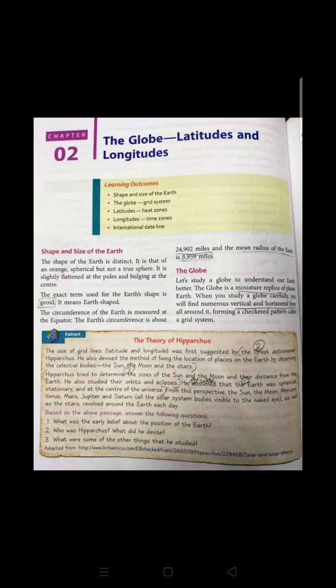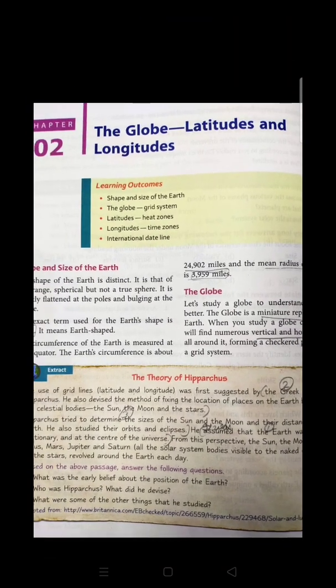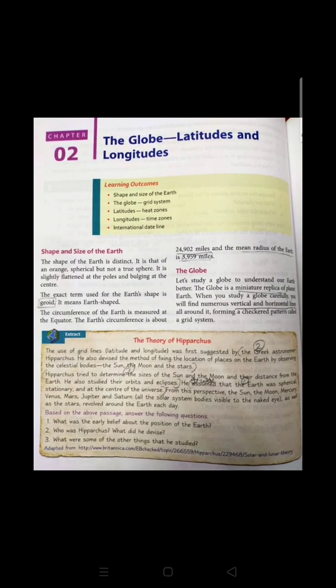Okay, so here is one extract. To answer the questions, firstly you have to read the extract carefully, and after that discuss the questions given below. So here I am discussing the direct questions with you. You have to revise the extract or read it by yourself. Okay, what was the early belief about the position of the earth? So here is the answer. It was assumed that the earth was spherical, stationary and at the center of the universe. So this is considered to be an early belief.